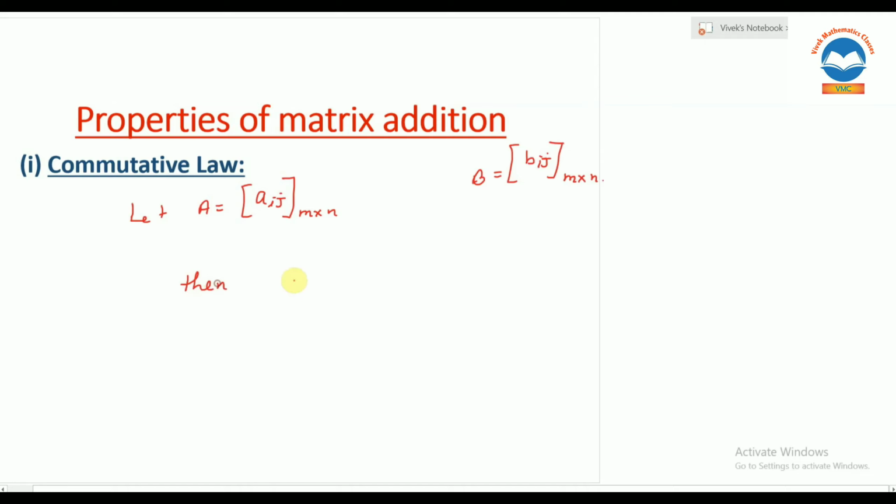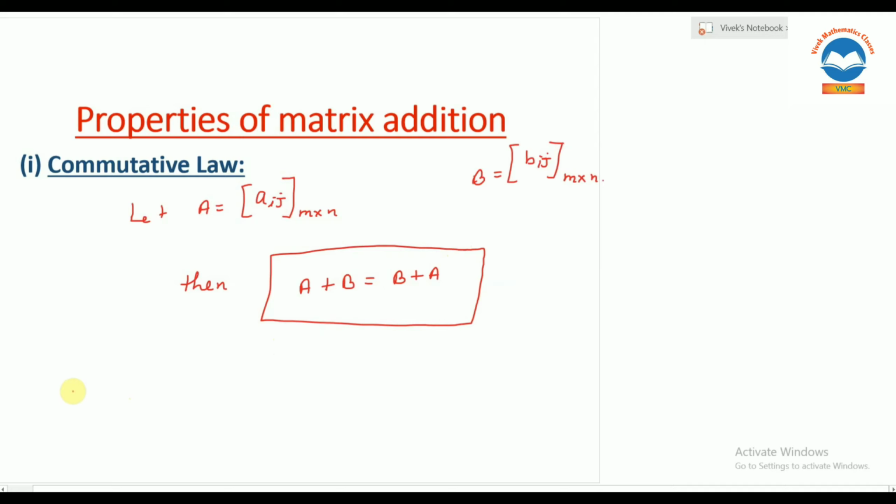Then what can we write? Then A plus B should be equal to B plus A. So this is your commutative law. It will be equal. So it means matrix addition follows the commutative law. A plus B will be equal to B plus A. Any way you add, you will get the same answer. So matrix addition follows the commutative law.